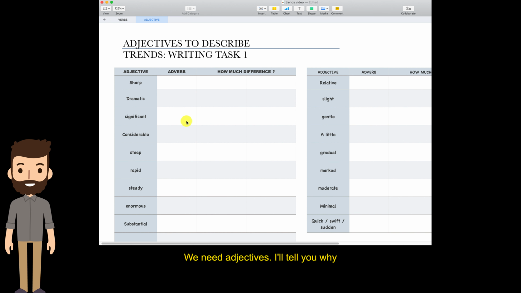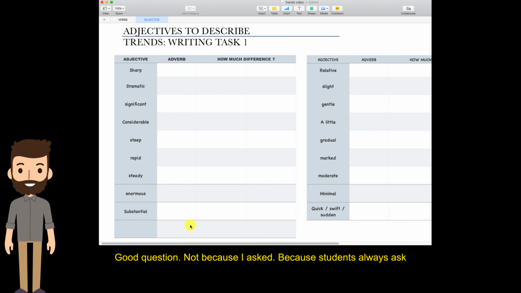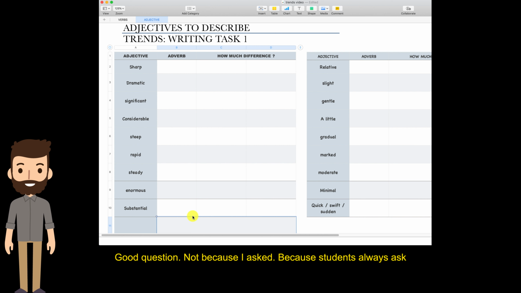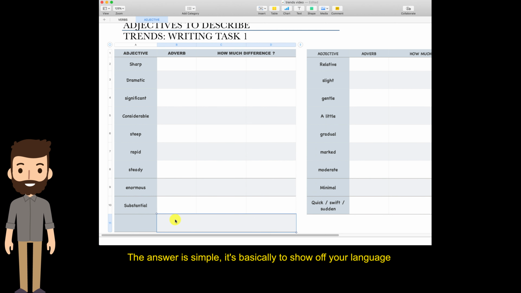So why do we need adjectives? I'll tell you why. It's a good question. Not because I asked, because students always ask me, why do I need to learn the verbs? Now I need the adjectives. The answer is simple. It's basically to show off your language. The more you show off, the better it is going to be for you in your IELTS band score for your writing test.